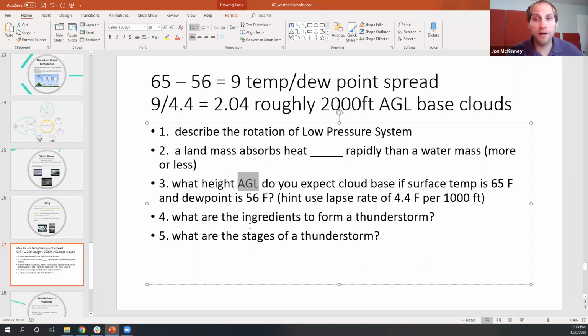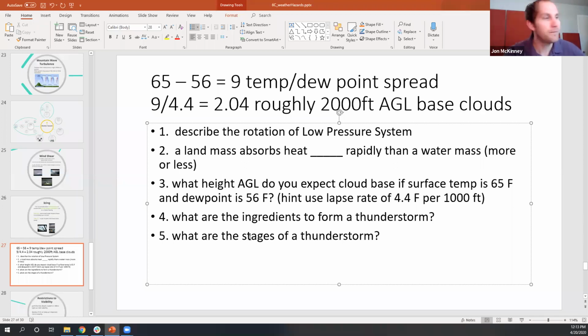So I think we're moving on to number 4. What are the ingredients to form a thunderstorm? We literally just covered that one in the first half of class. Unstable air, a lifting force, moisture. That's it. Those 3 things. You need unstable air, moisture, lifting force. So that's what you're looking for for number 4, those 3 ingredients.